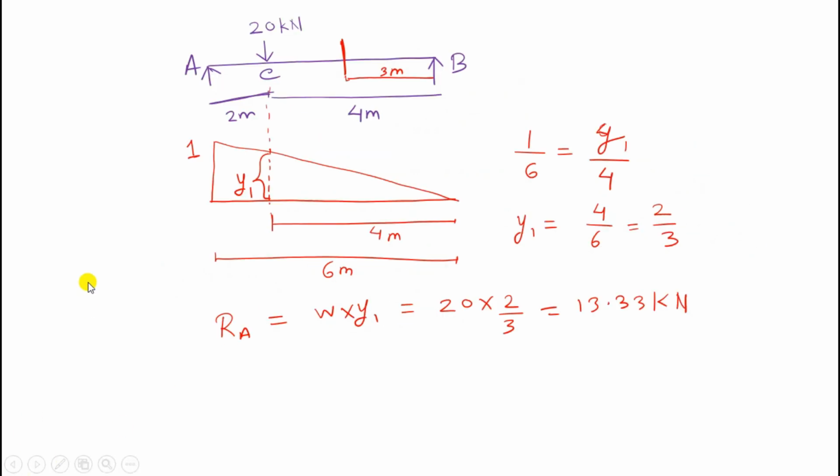Now we have to calculate the shear force at this particular section due to the application of load 20 kilonewton at a distance 20 meter from point A. Now, so this is your beam, this is 20 kilonewton load, 2 meter, 4 meter, and this is the section and this distance is 3 meter.